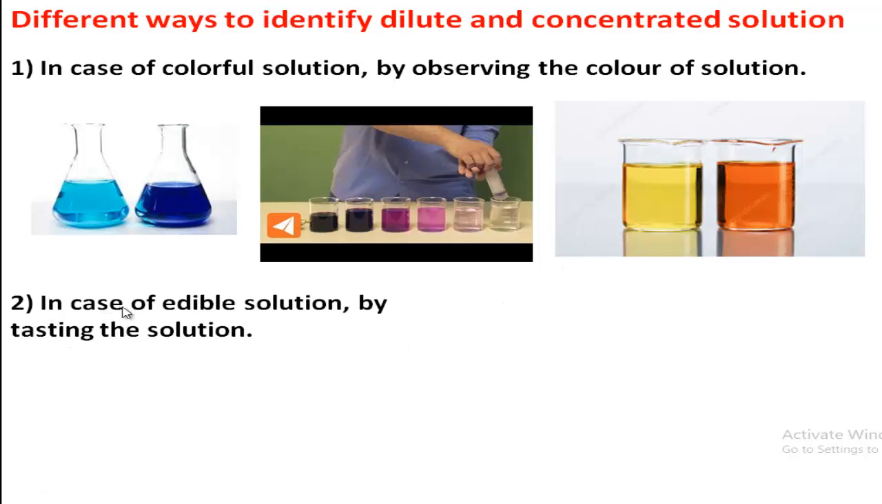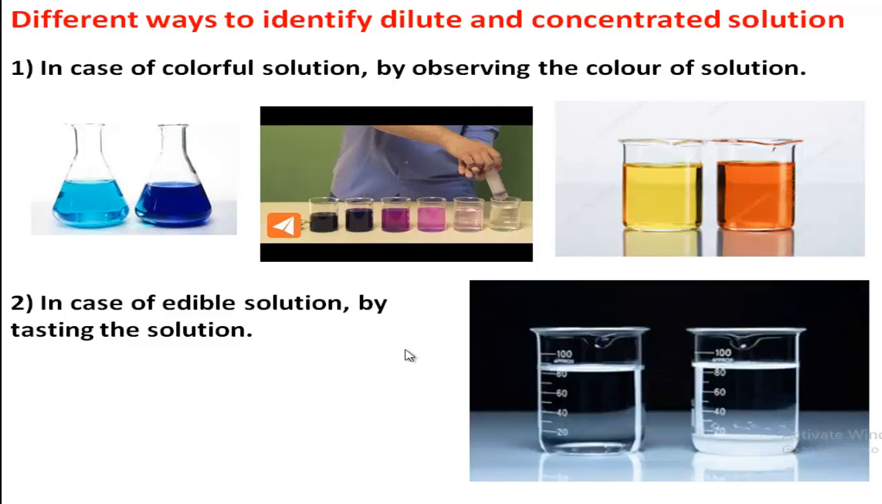Now another way: in the case of an edible solution, by tasting the solution we can identify dilute and concentrated solutions. An edible solution is a solution which we can take by mouth. For example, sugar water, salt water, glucose water, lemon juice water, etc. This type of solution we can easily taste, isn't it? So by tasting we can easily identify the dilute and concentrated solution.